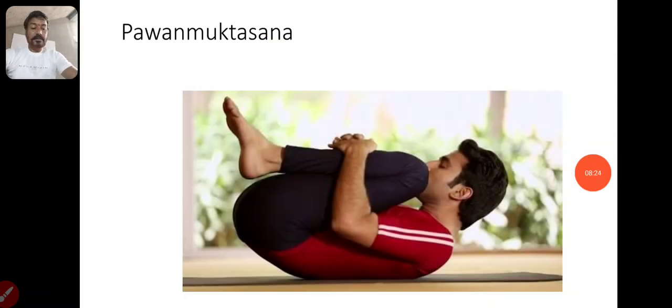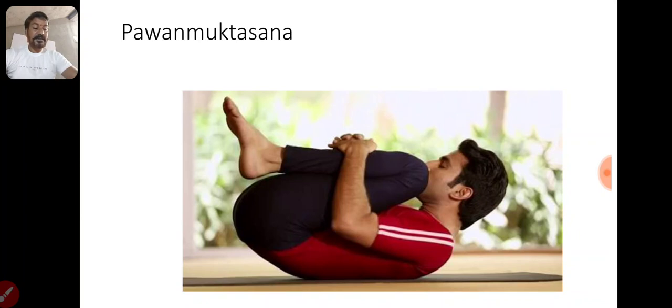The third asana is Pavanmuktasana. Pavanmuktasana, also known as the wind relieving pose, is a reclining posture. The Sanskrit name Pavanmuktasana is made up of three Sanskrit words, Pavan, Mukta and Asana, where Pavan means wind, Mukta means to release, and Asana means posture.